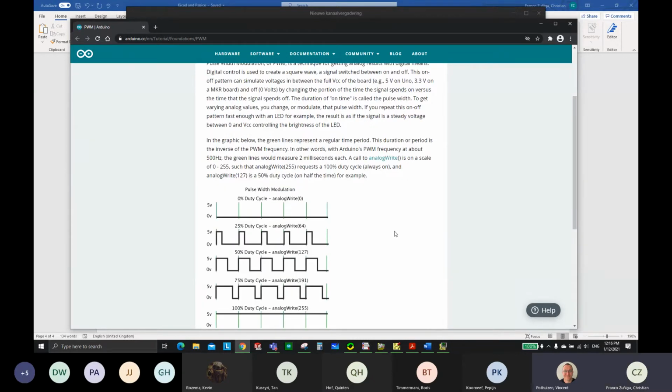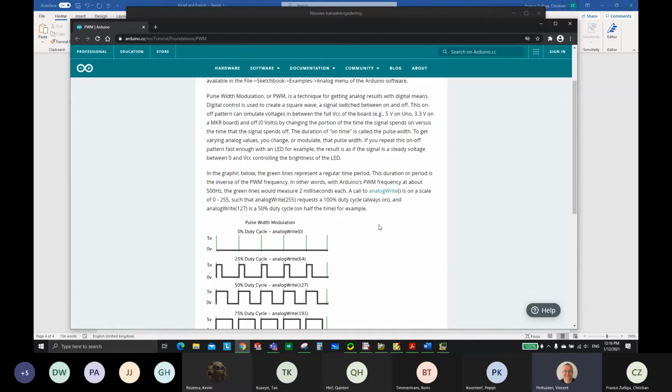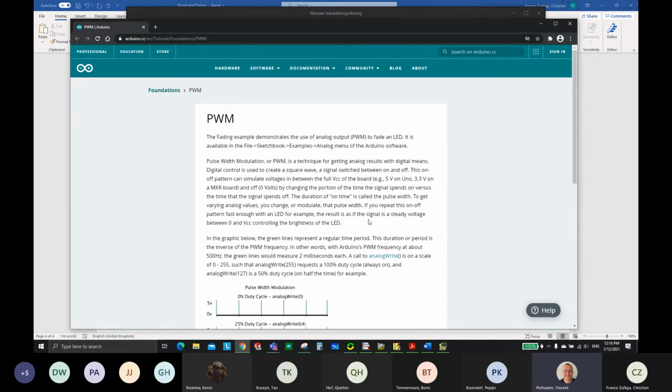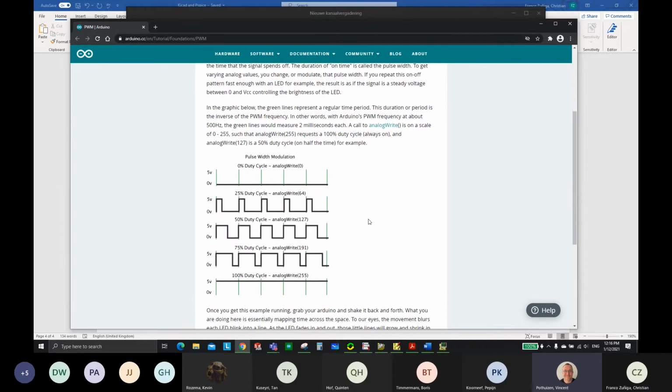You can see now in Arduino the definition of duty cycle. You see 0%, 25, 50, 75, etc., and DC is just 100%. If you have 100% duty cycle, which you can see in the image right now, then it says analog write 255. Why does it say 255? Do you have any idea?